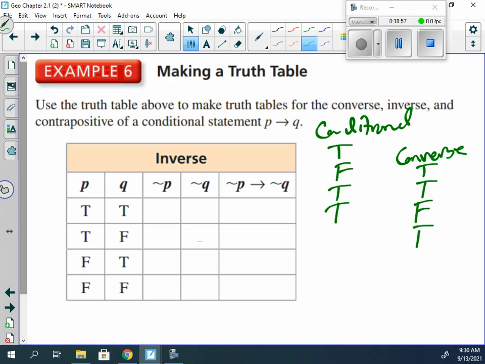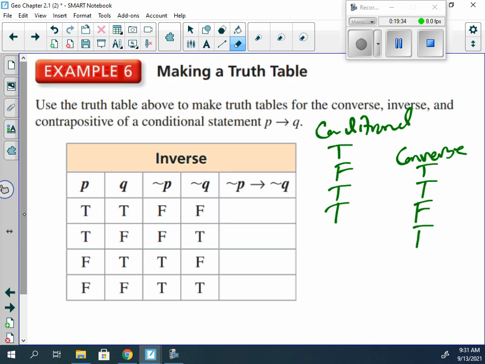I'm writing these up here just so that y'all can see them. You don't have to rewrite out those, the conditional and the converse. Now, not P means the opposite, because whenever we take the not of something, it's the opposite. So P was true, true, false, false. So not P would be false, false, true, true. Because true becomes false and false becomes true.